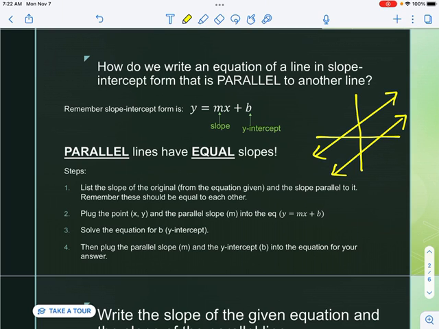Okay? Now, the steps to write an equation of a parallel line are as follows. Number one, you're going to want to list out the slope of the original from the equation given and the slope parallel to it. Remember that these numbers should be equal to each other. Second, we plug the point x comma y and the parallel slope m into the equation y equals mx plus b, and then we solve the equation for b, which is the y-intercept. Then our last step is we are going to plug the parallel slope and the y-intercept into the equation, and that will be our answer.